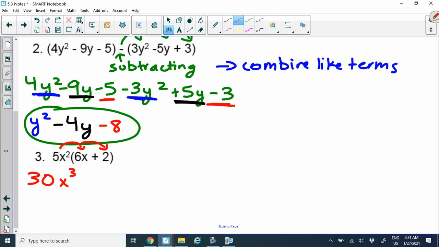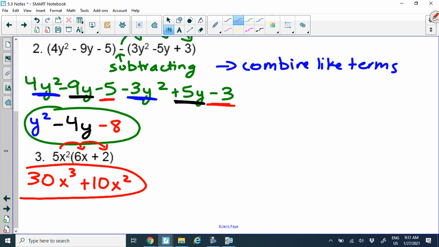Now we do the same thing with 5x squared and 2. I do 5 times 2 to give me 10. And then I really don't have anything else to multiply, so I keep the x squared. And then this will be my final answer. Okay, so no need to simplify. We only combine like terms if necessary. And here we don't have any like terms to combine.